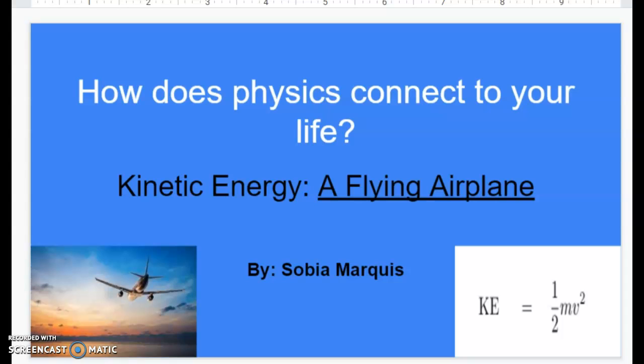Hello, judges, and today I'm going to be answering the essential question for this portfolio, which is how does physics connect to your life? For this portfolio, I had to choose a topic and a concept, and my concept is kinetic energy, and my topic is a flying airplane.